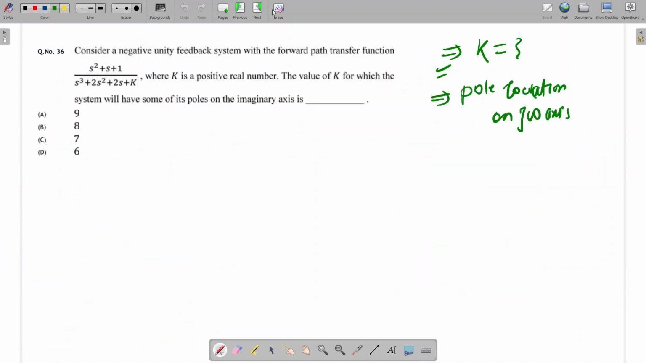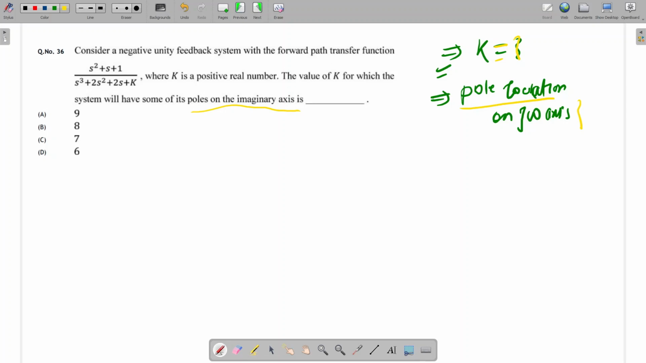This is easy only. What will be the answer? Can anyone tell? Already we have solved this kind of question. Two things we have to calculate here: what will be the value of k for which the system will have some poles on the imaginary axis, that is, marginally stable, and what will be the pole location on the imaginary axis. We have to calculate the value of k for which our system will be marginally stable. So what will be the value of k for marginal stability?